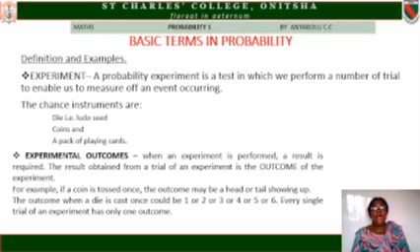2. Experimental outcomes. When an experiment is performed, a result is required. The result obtained from a trial of an experiment is the outcome of the experiment. For example, if a coin is tossed once, the outcome may be either a head or a tail showing up. The outcome when a die is cast once could be 1 or 2 or 3 or 4 or 5 or 6. Every single trial of an experiment has only one outcome.